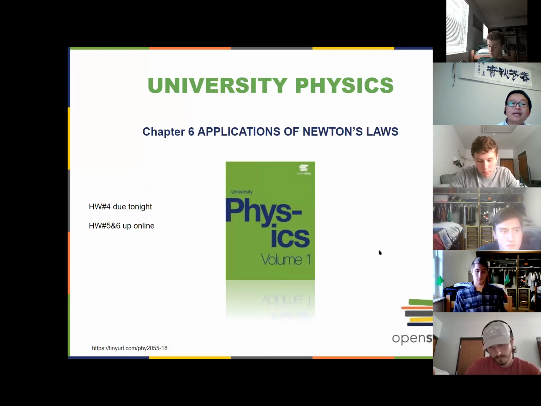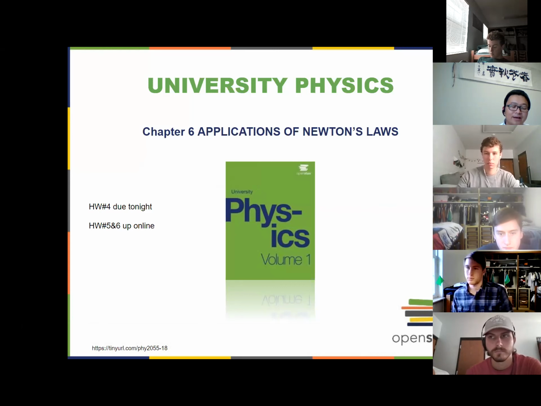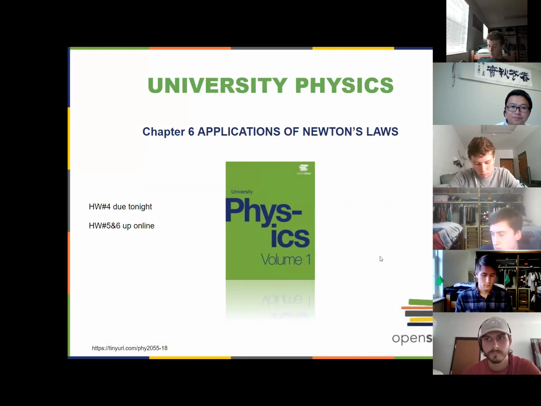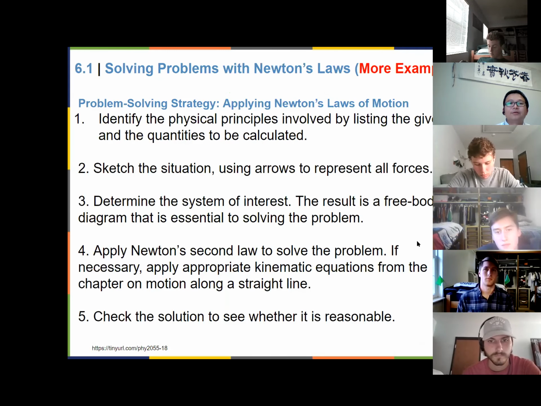So today we'll be looking at chapter 6. This is the application of Newton's laws. So it's basically the continuation of chapter 5. The first thing in this chapter lays out the problem solving strategies for using Newton's laws. I just put it on the screen here.